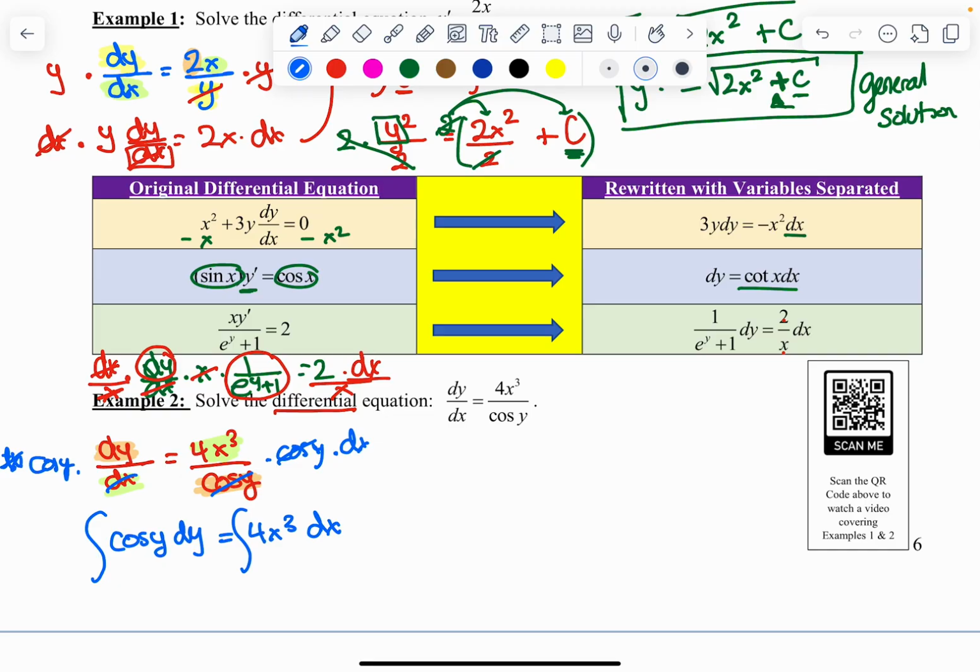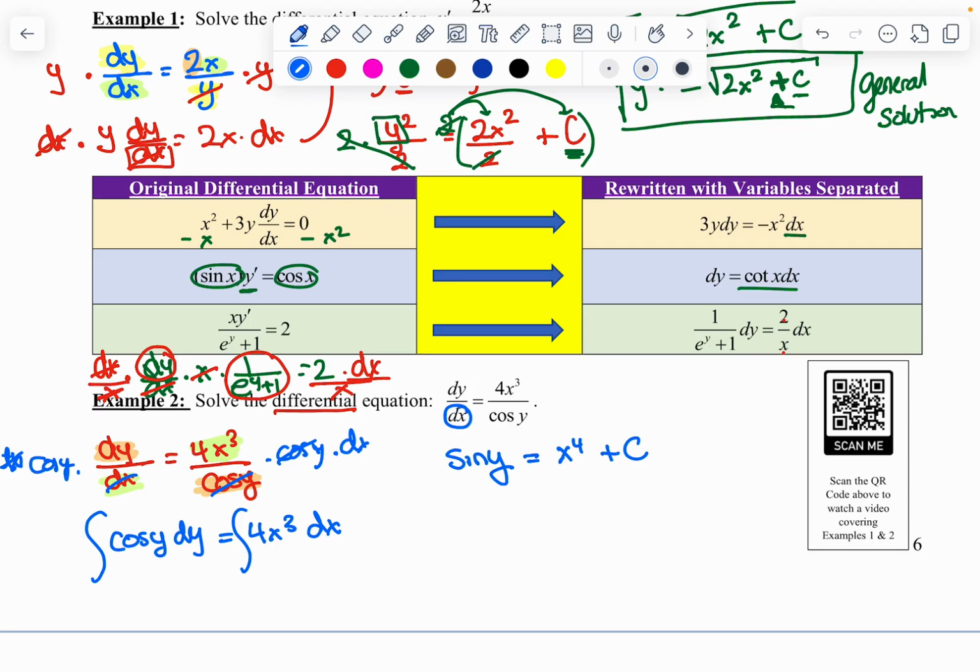The integral of cosine of y is going to be positive sine of y equals, the integral of 4x cubed is 4x to the 4th over 4, which is just x to the 4th. And then don't forget your plus c with the x, okay? It always goes with the dx.